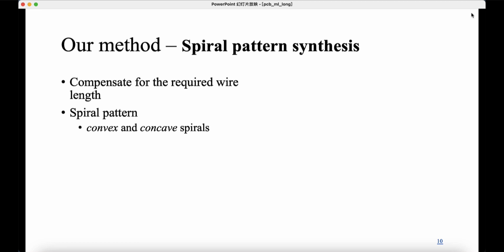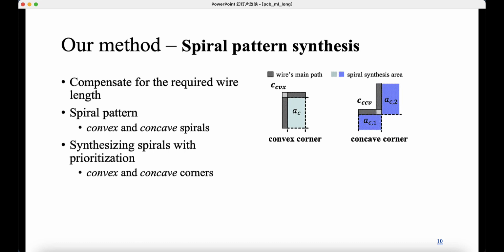To this end, we require that at least one of the spiral's corners overlap one of the boundary's corners, and the spiral's width and height should not exceed the length of the wire segments connected with that corner. We show the areas for spiral synthesis for convex and concave corners in the figure.